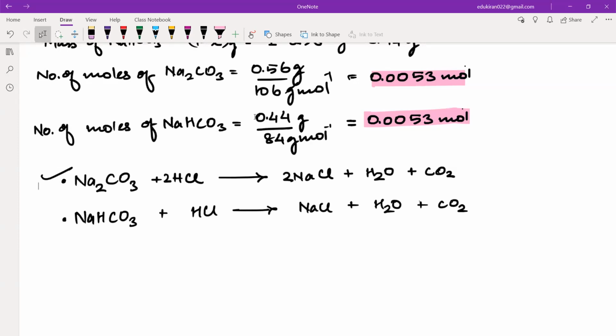Now, whenever you have this type of chemical equation, there are multiple ways in which you can read it. The first way you have already done. One way of reading it, and I would say this is how you should read the equations, is: when 1 mole of Na2CO3 reacts with 2 moles of HCl, it gives 2 moles of NaCl, 1 mole of H2O, and 1 mole of CO2. When 1 mole of NaHCO3 reacts with 1 mole of HCl, it gives 1 mole of NaCl, 1 mole of H2O, and 1 mole of CO2.